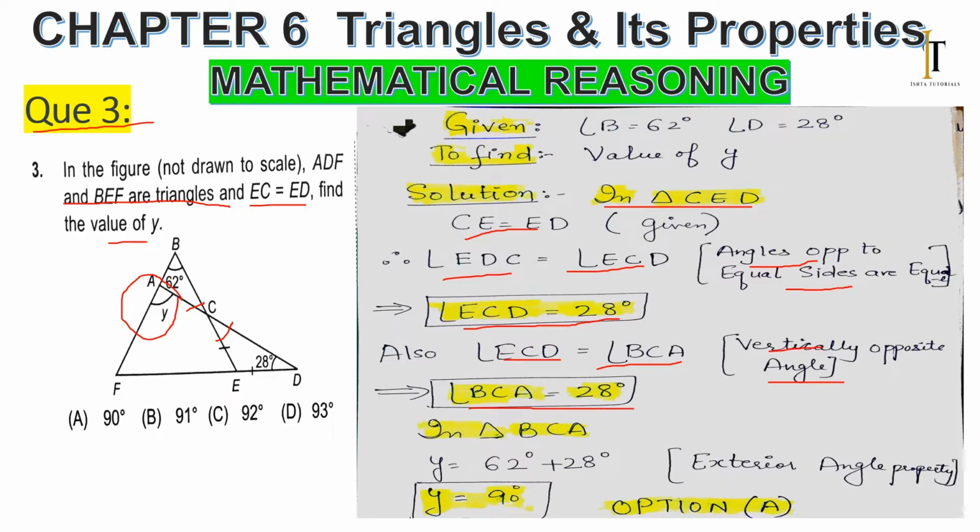Now, take the smaller triangle, that is BCA. Now, y is equal to 62 plus 28 degrees. The reason is the exterior angle property. Therefore, on adding, we got y is equal to 90 degrees. That is option A.